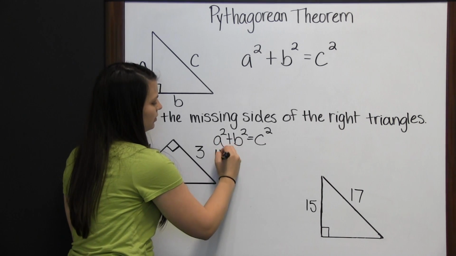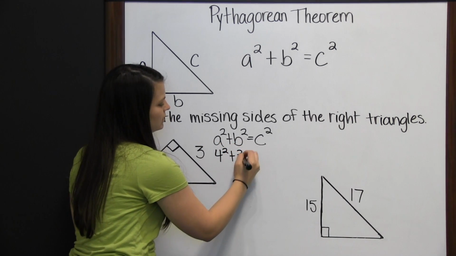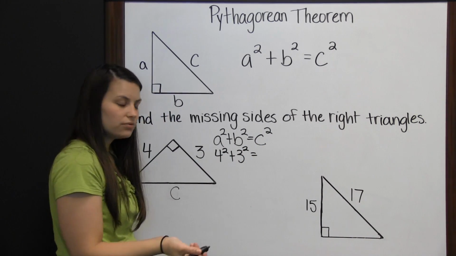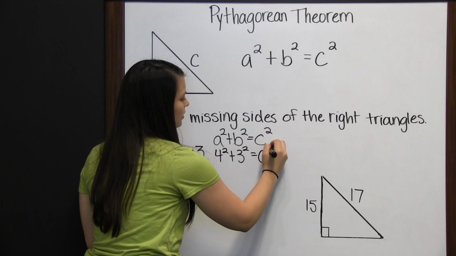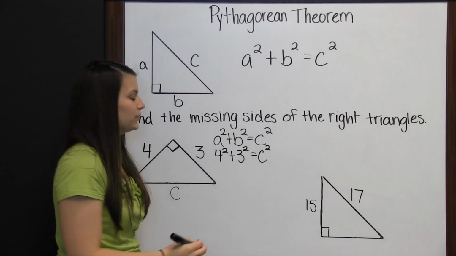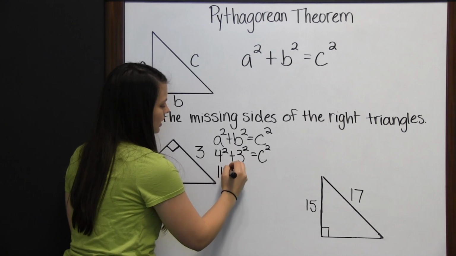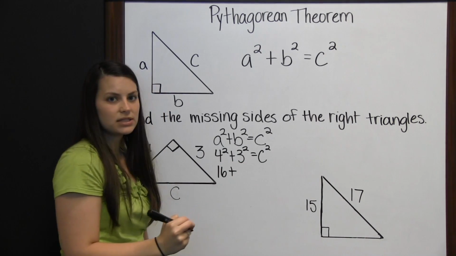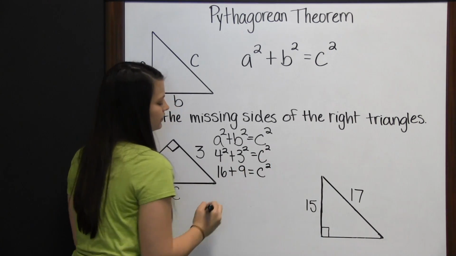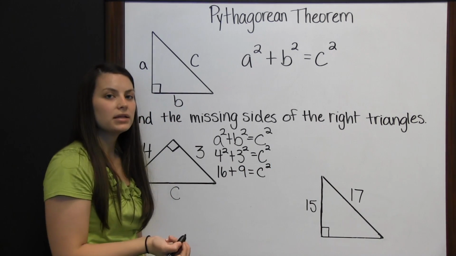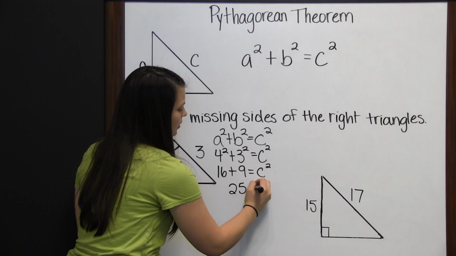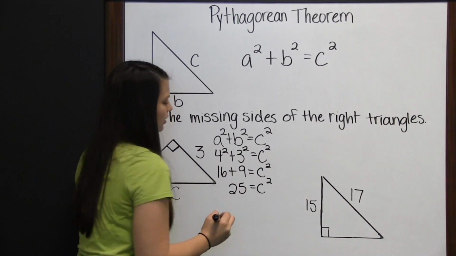So 4 squared plus 3 squared is equal to, and the hypotenuse is what we don't know, so we'll leave it as C, our variable that we're trying to find. Then we simplify. 4 squared is 16 plus 3 squared is 9 is equal to C squared. Then we need to combine like terms. 16 plus 9 is 25. 25 is equal to C squared.